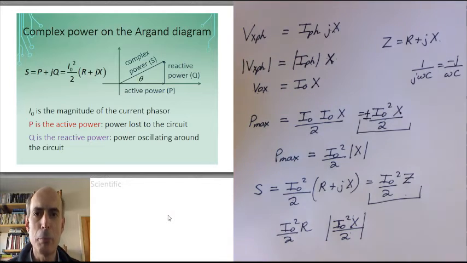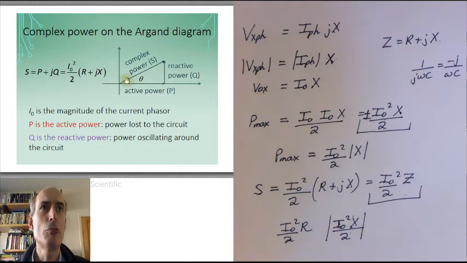As with any complex number, you can plot it on the Argand diagram. And if you do that with complex power, you'll end up with a complex power that may be somewhere around about there. There are particular names that we give to the real component of the complex power. We call that the active power. And that is the average power being lost to the circuit.